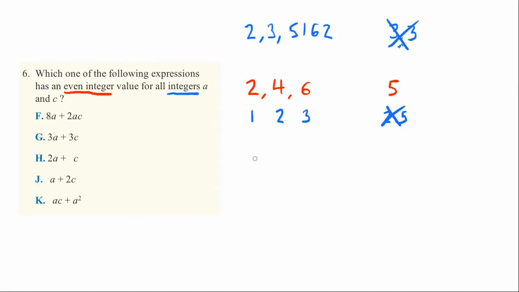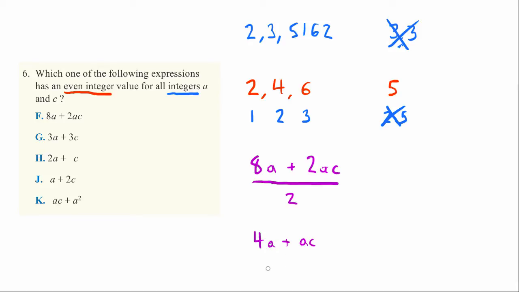So let's try this with the first one. 8a plus 2ac, and let's go ahead and divide this entire equation by 2. And if we do that, we divide 8a by 2, we get 4a. And if we divide 2ac by 2, we just get a times c. This is a little basic algebra here. And this equation will always produce a whole number, as long as a and c are whole numbers.